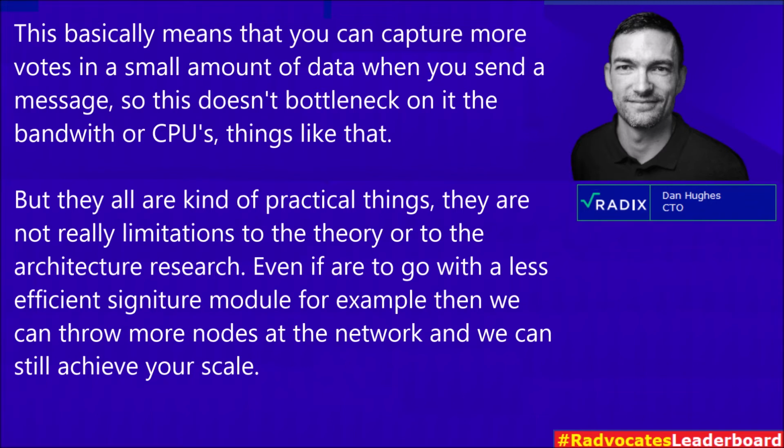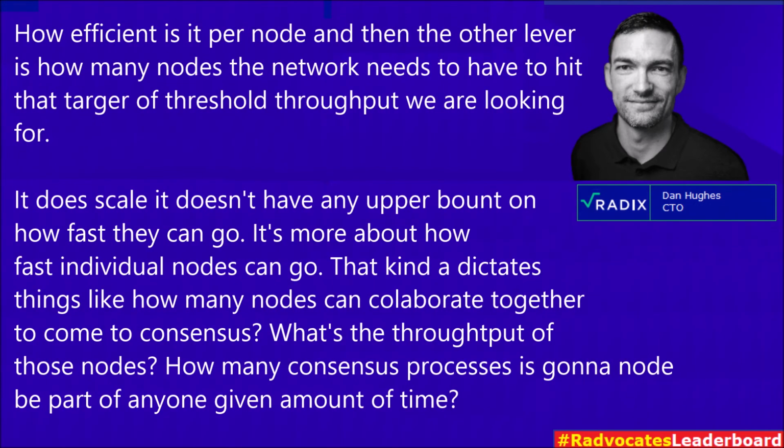And even if we were to go with a less efficient signature model, for example, then you just throw more nodes at the network and you can still achieve your scale. How efficient is it per node? And then the other lever is how many nodes in the network do I need to have in order to hit that target threshold of throughput that I'm looking for. So in terms of scale, there's not really any upper bound on how fast these things can go.